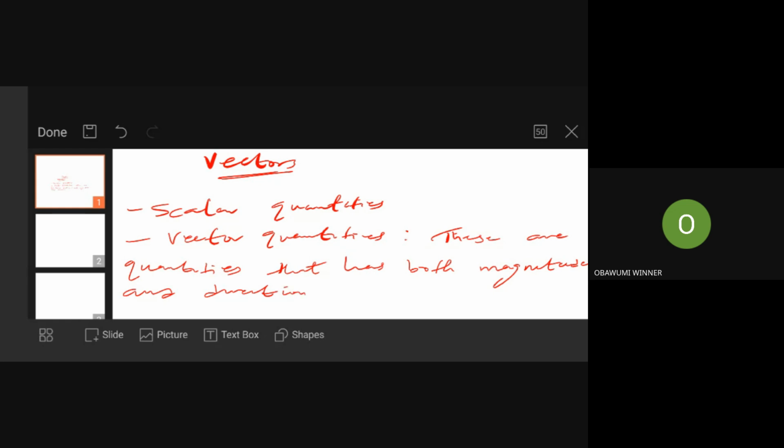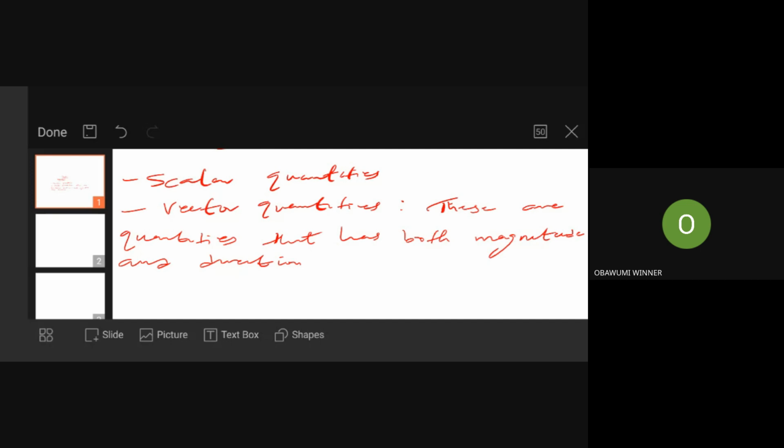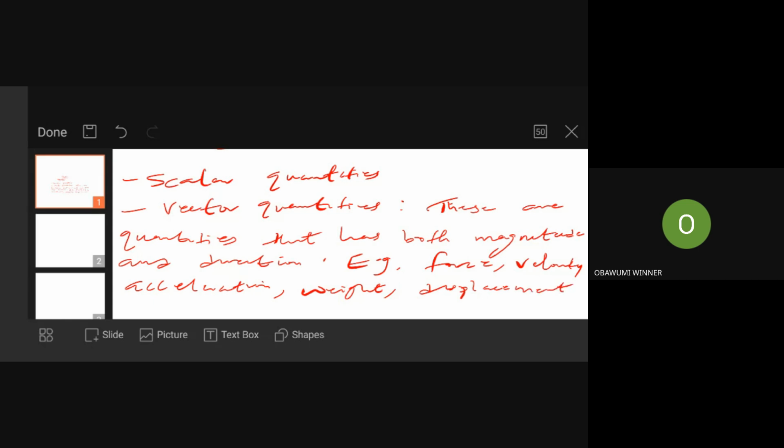So just like the scalar quantities, we have examples also for our vector quantities. Examples of vector quantities include force, velocity, acceleration, weight, which is gravitational force, displacement, and the likes. We have many of them. So you can always check out other examples. All right, so these are quantities we call vector quantities. Remember, they have both magnitude and direction.